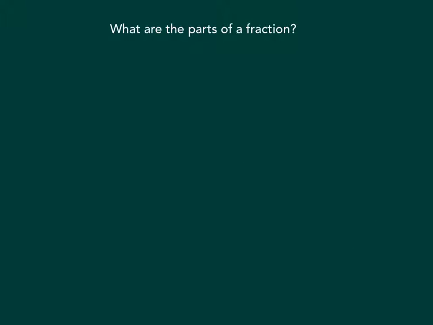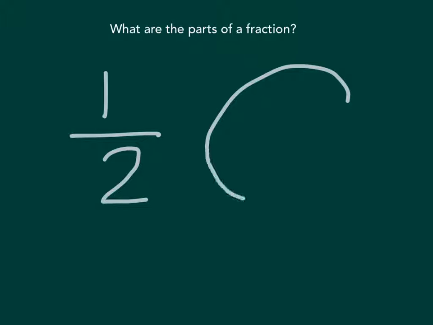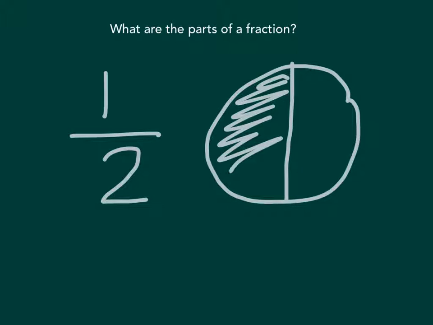Let's start with a little review of the parts of a fraction. In the fraction 1 over 2, if we draw a circle, we know that there has to be two parts to make up the whole. In this fraction 1 over 2, we know that we have to draw in 1/2 of the circle to represent 1 over 2.